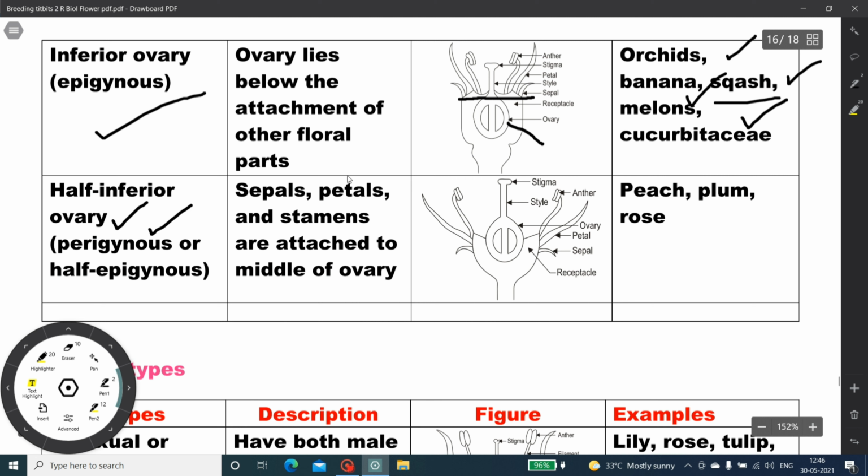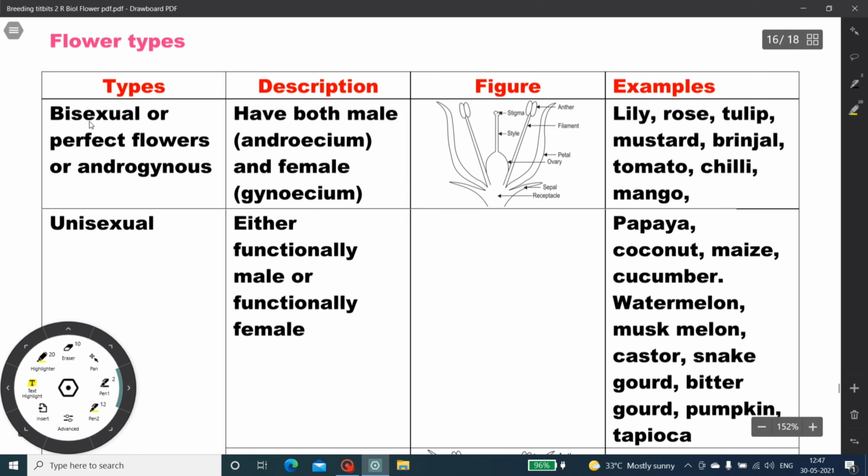And the third one is the half inferior ovary, that is perigynous or half epigynous. Here the sepals, petals and stamens are attached to the middle of the ovary. This is the ovary, and all the other structures are located in the middle of the ovary. The examples are peach, plum and rose.